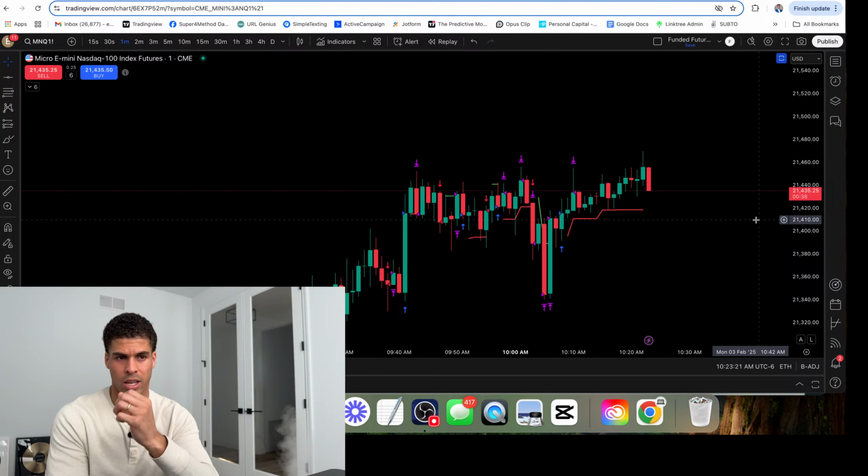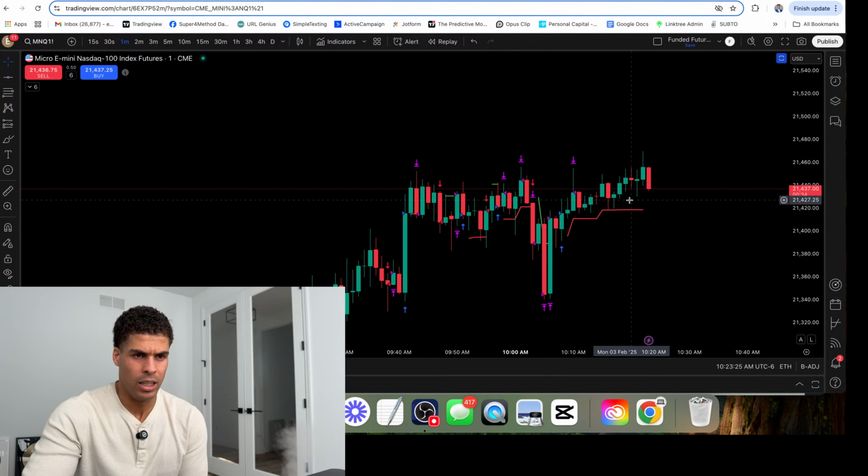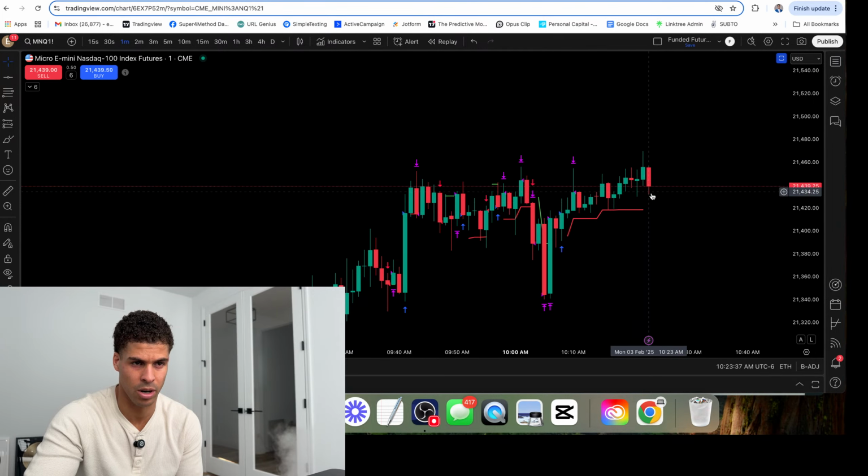Can you guys see how my trail doesn't move accordingly? You guys can see this, right? Like it should be higher. It should have been at its peak right here until this candle. Then it should be higher, to which somewhere in here this would get hit.